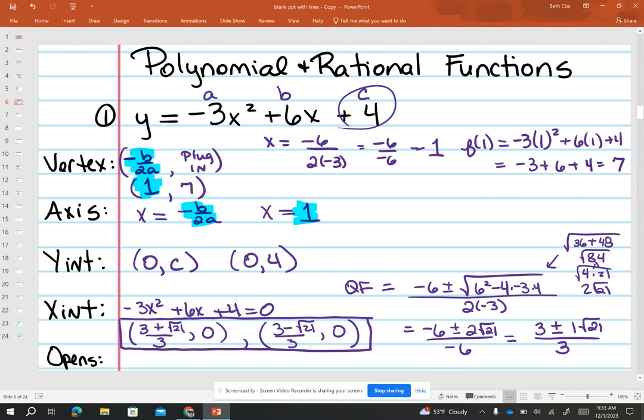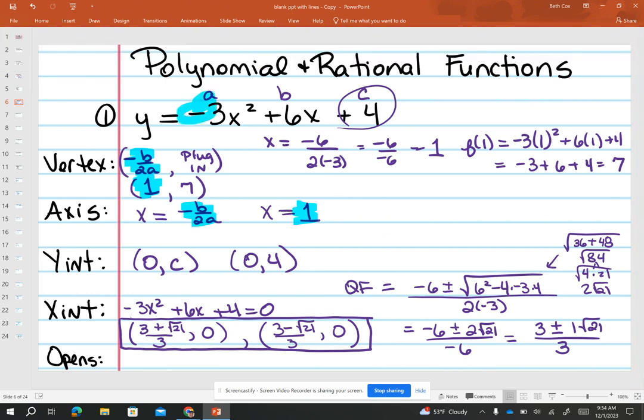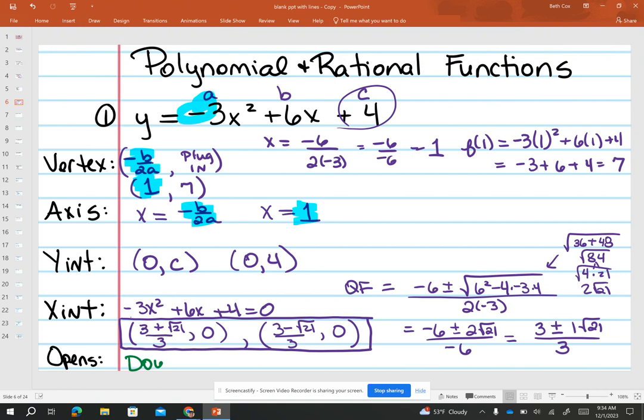Okay, and then the opens up or opens down. If it's positive, it opens up. If it's negative, it opens down. So it's negative, so this one's going to open down. When you graph, you're going to choose this point to graph, and you can choose this point to graph. Make sure you do both of those points. I would do the vertex first and then do the y-intercept, and then the MyLab should graph it.